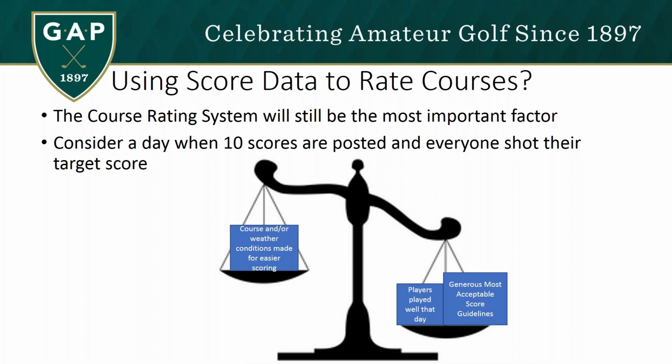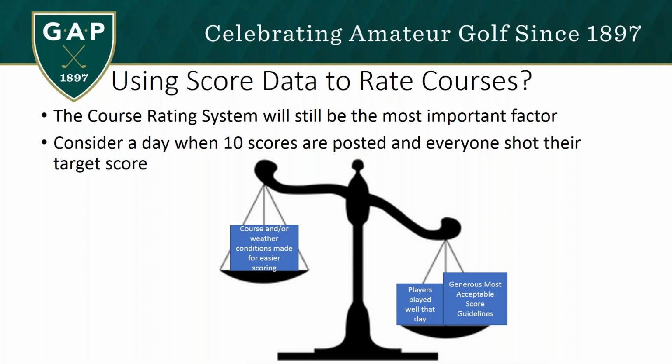The other two factors are kind of outside of the rating procedure. So one, players playing well that day. A player's going to shoot their target score about 20% of the time, and those 10 players that day could just have a good day, all in that 20% where they shoot a good round. So that had nothing to do with the course playing easier or more difficult. It was just you're going to shoot your target score 1 in 5 times, and it just all happened to be on the same day.